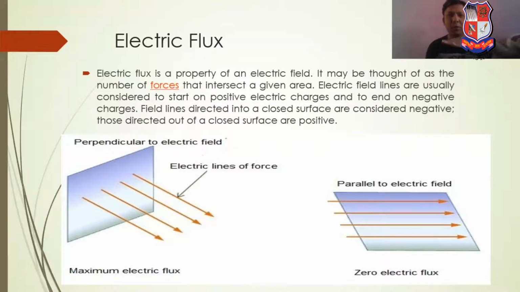See, flux lines are there, but if some material is put perpendicular to those electric lines, then that material cuts the maximum flux. And if the material is placed parallel to that flux, then it will cut the zero flux.